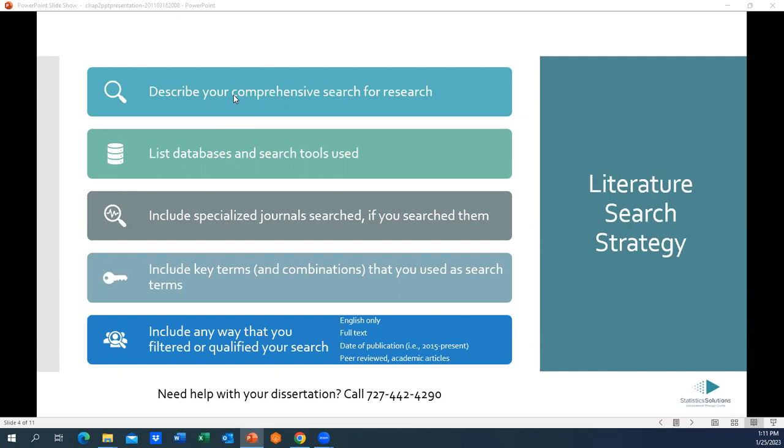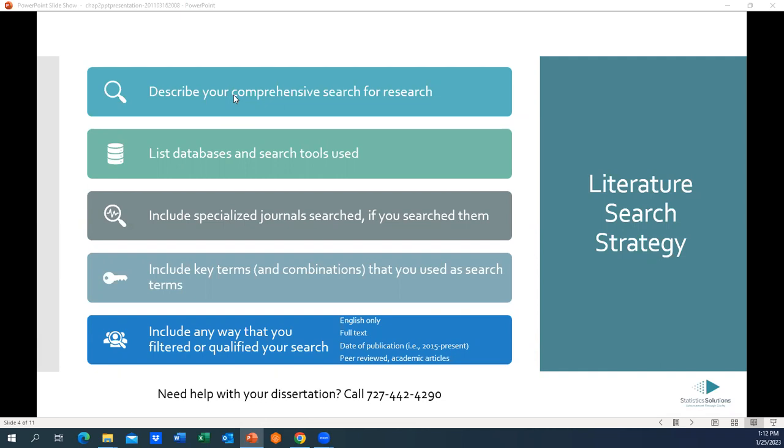I think there's one called Business Search Premier. These are like mega search tools, right? Where they search lots of databases, they cover lots of ground. So any search tool like that you use, you want to list. Sometimes you have to go to specialized journals, like write to the journal. Sometimes your chair will ask you, hey, did you look at this journal? If you looked at any specialized journals, you want to list those too.